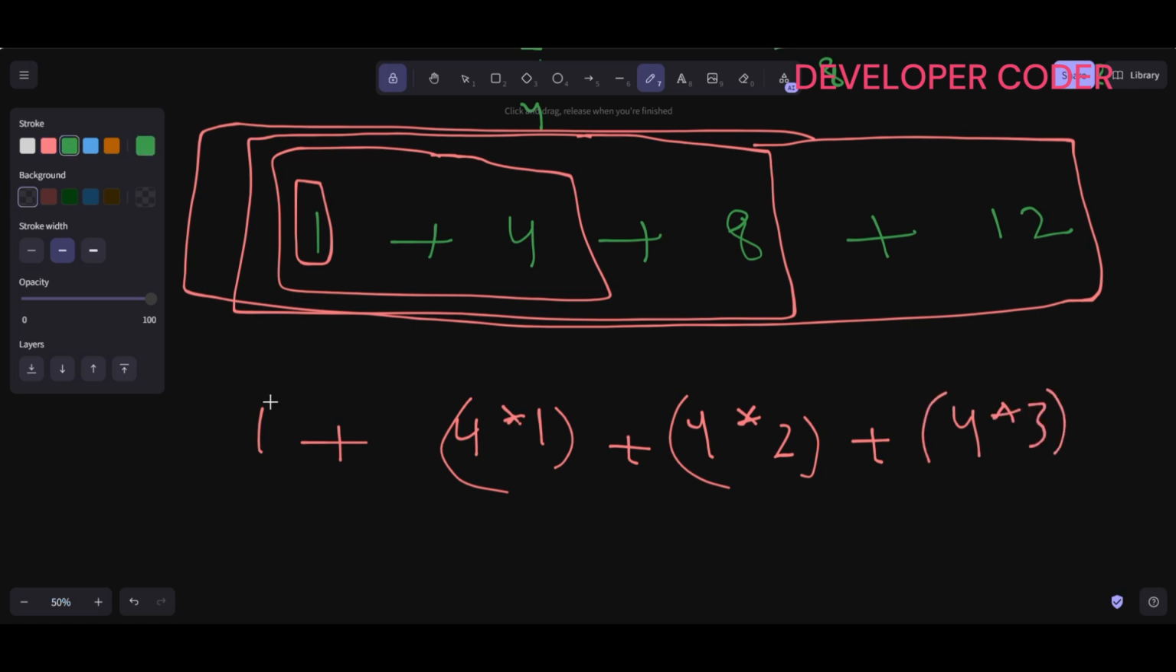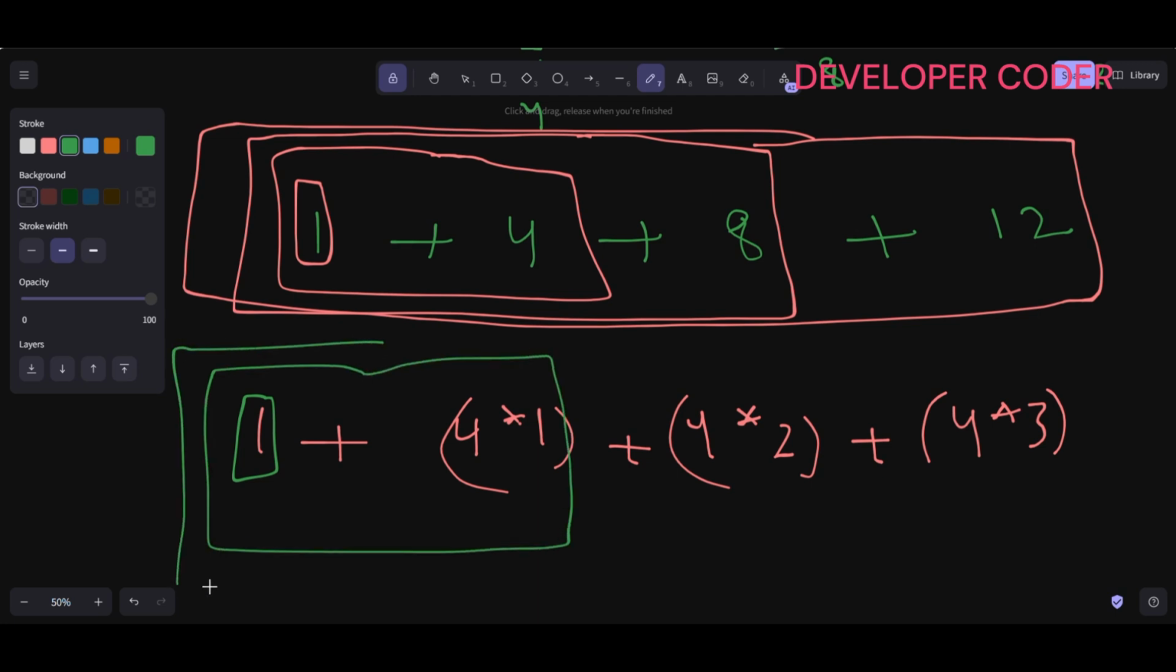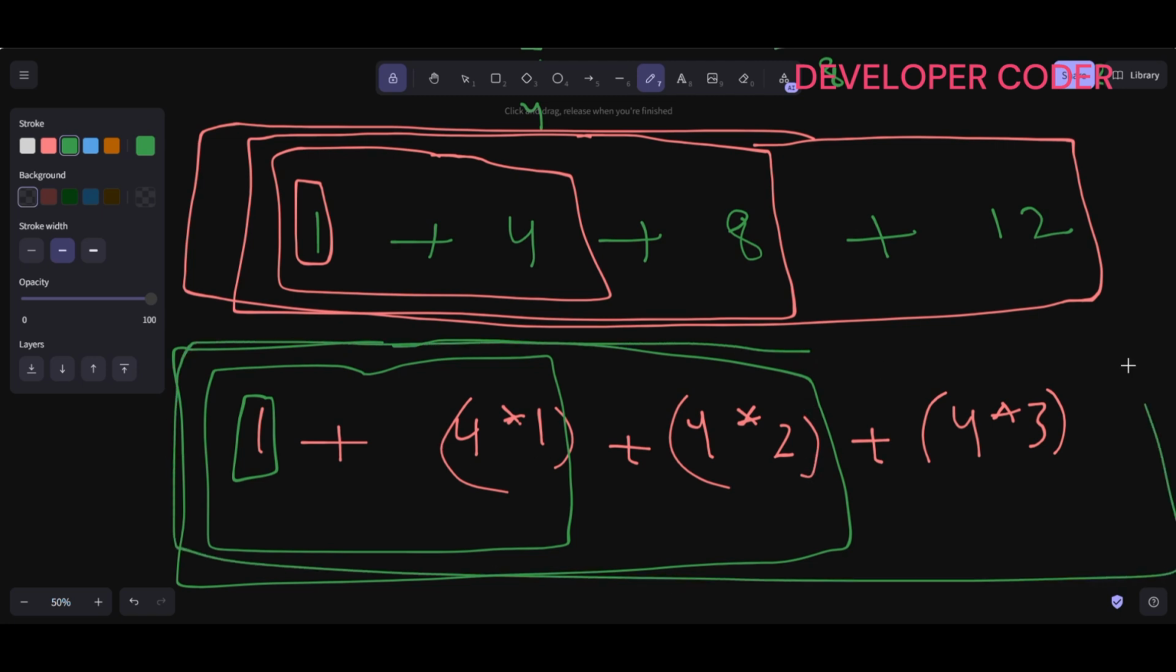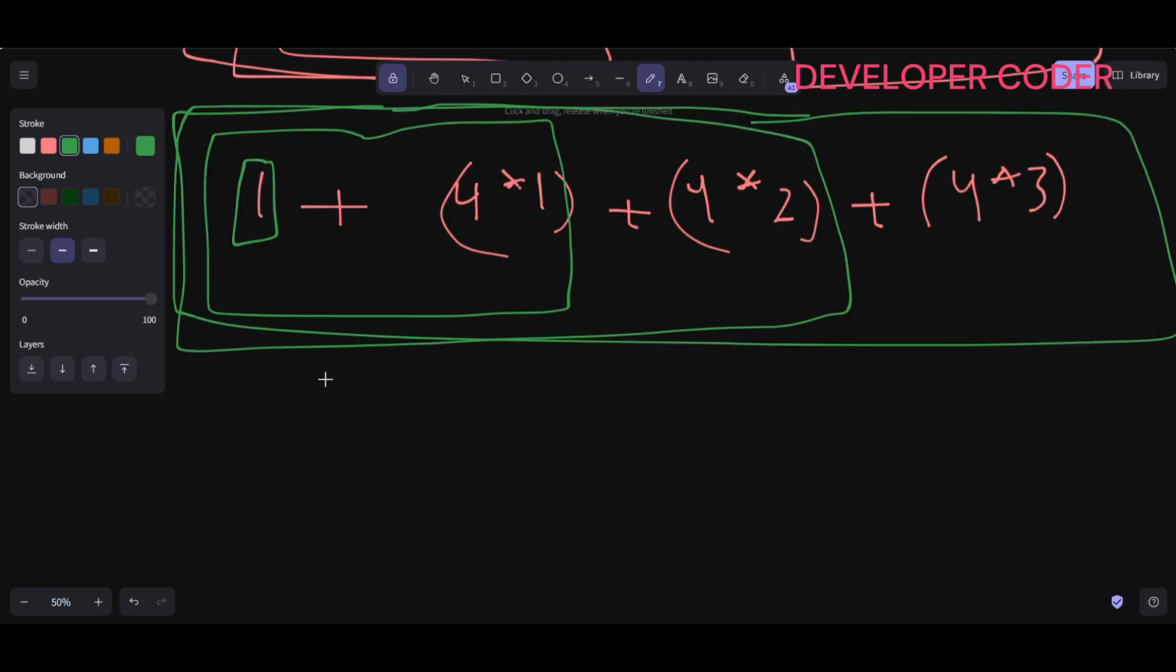At n is equal to 1, output is 1. At n is equal to 2, output is 5. At n is equal to 3, summation of all these, you will get output as 13. At n is equal to 4, you are going to get output as 25. Okay, done. So now here I can also write it like this: 1 plus 4 common, and inside this 1 plus 2 plus 3.